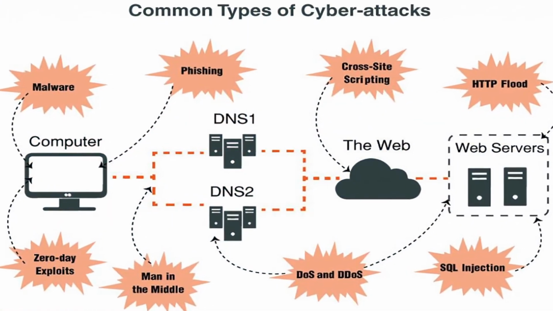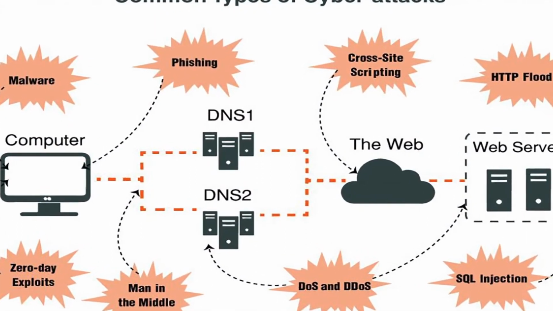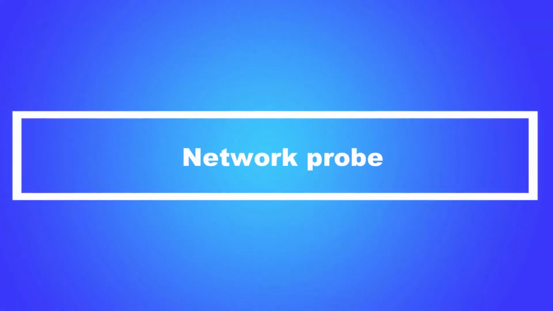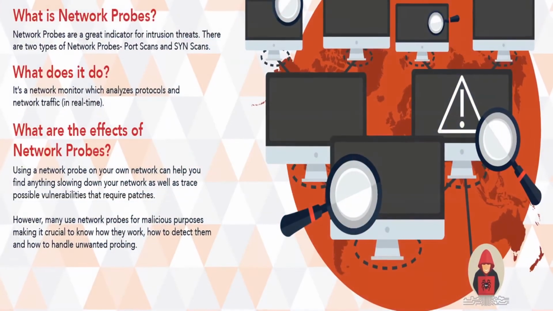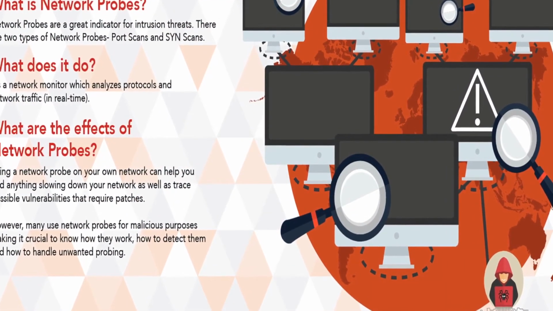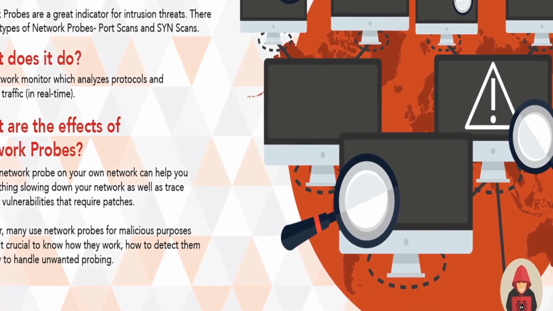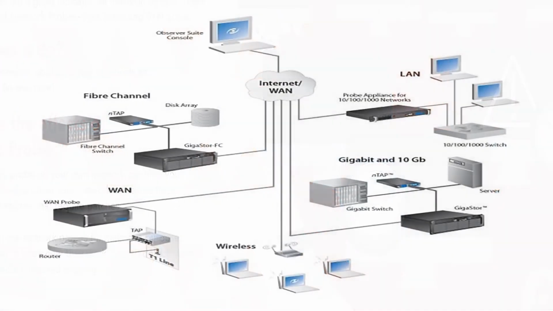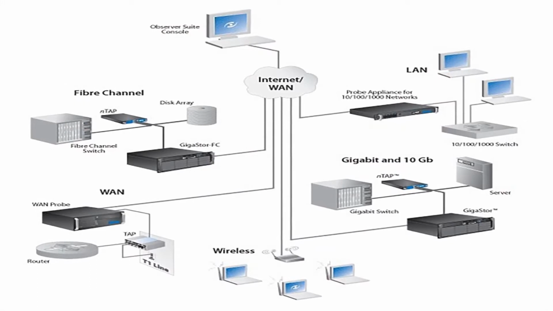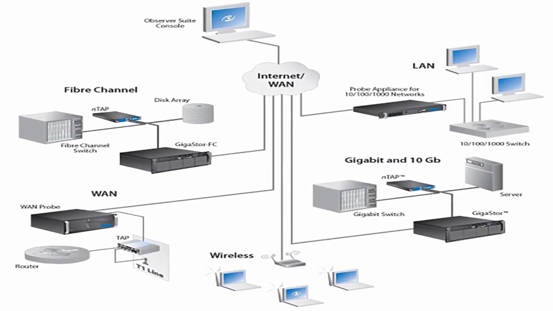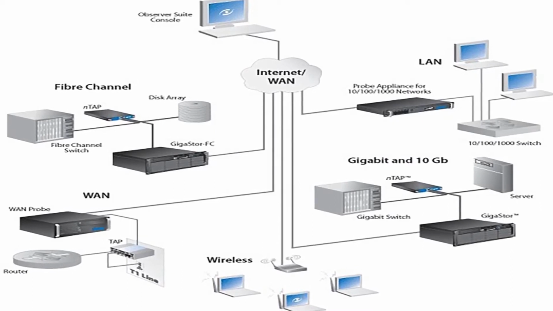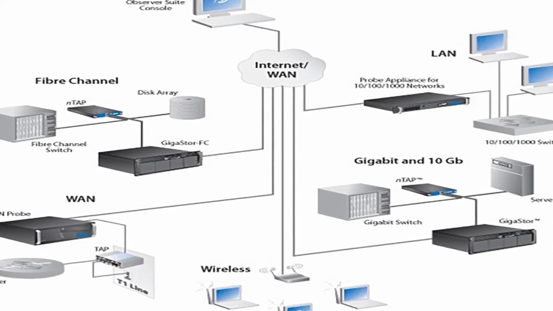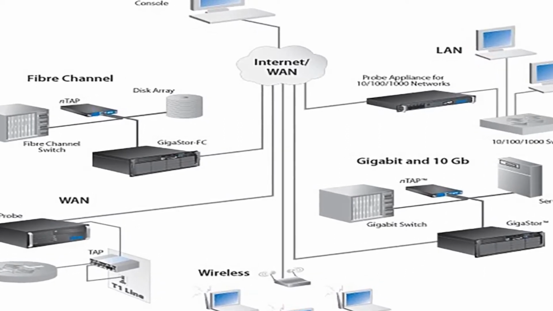The types of computer attacks. There are a number of computer attacks and some of them have been listed below. Network probe. A probe is defined as an attempt to gain access to a computer and its data through an identified or probable weak point in the computer system. Network probes are not an immediate attack, but indicate that someone is casing your system for possible entry points to attack. It is nothing but a real-time network monitor which analyzes protocols and network traffic.